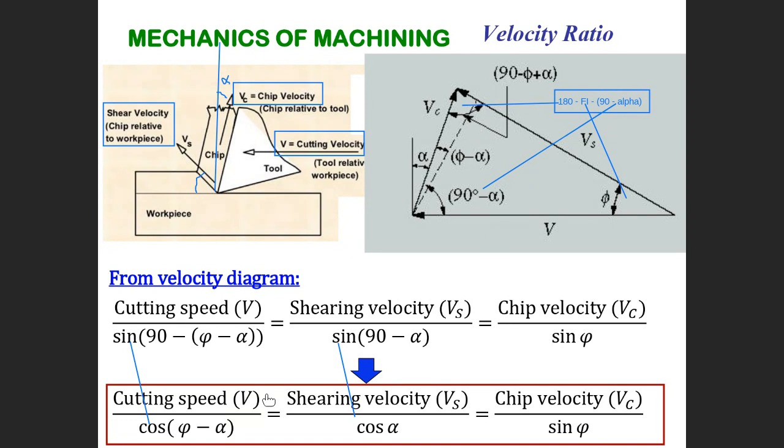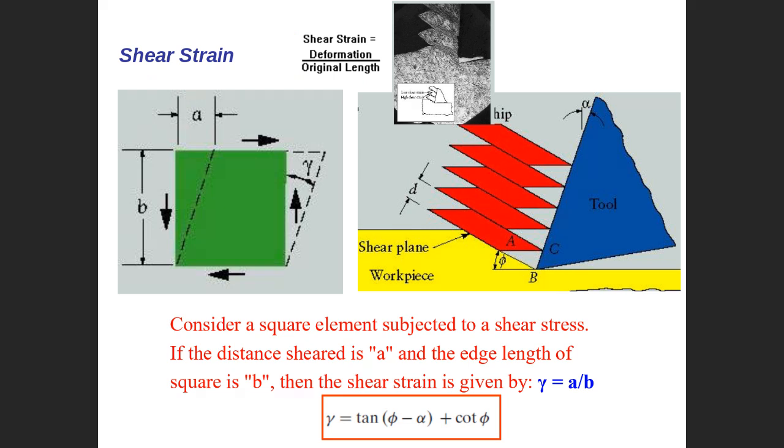So if you know any speed, you can obtain the others. Actually, I don't know what Vc and Vs are, all the time, but I know the cutting speed. So if you know the cutting speed, and you know phi and alpha, then you can obtain Vs and Vc as functions of V and the angles. Is it clear? Any question? Guys, any question? Right.